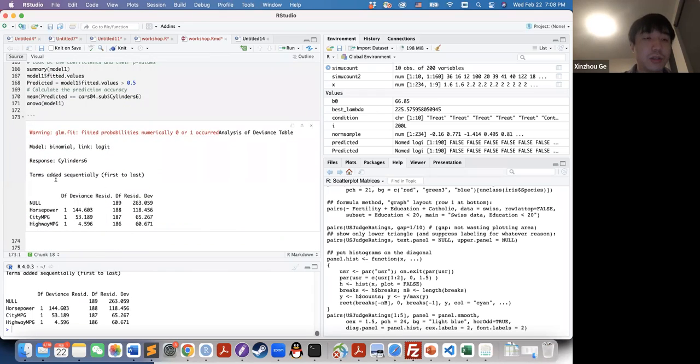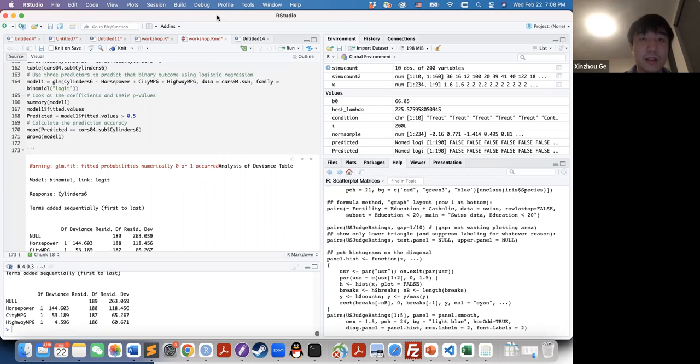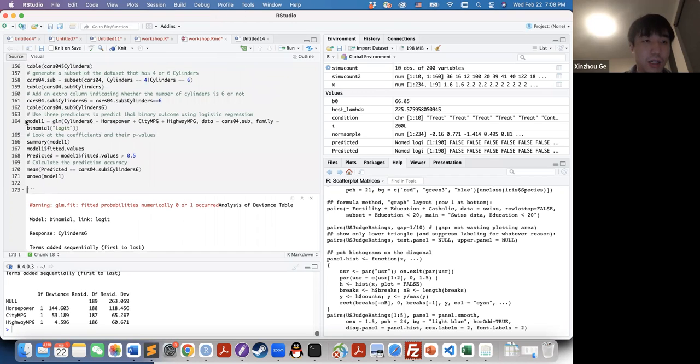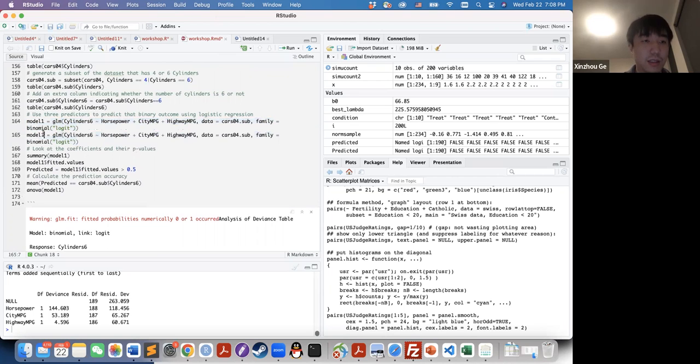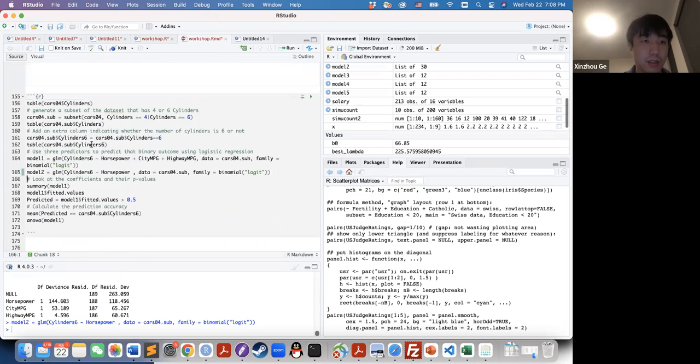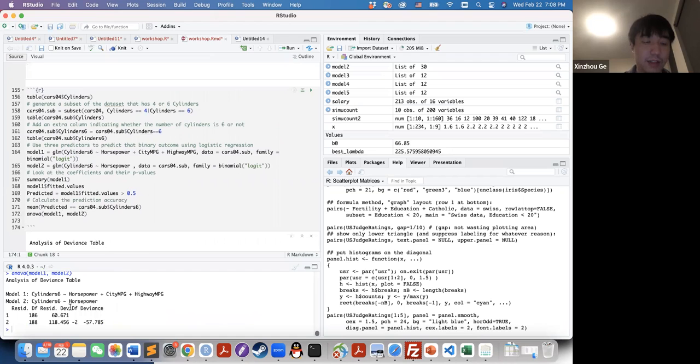So we can also use ANOVA to do the F-test. And we can also fit a model with a smaller number of predictors, for example, only using false power, do a logistic regression, and compare model 1 and model 2. It still works.